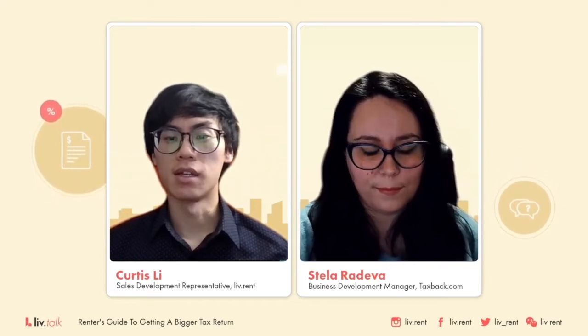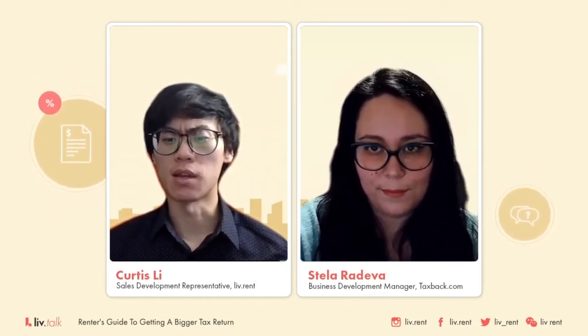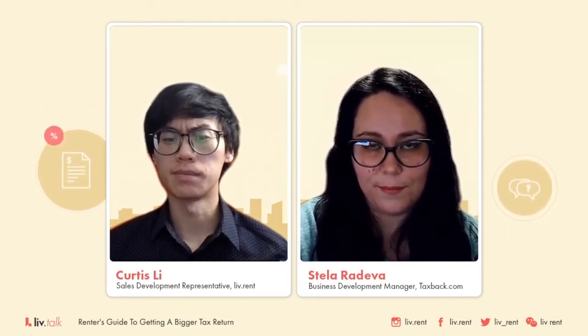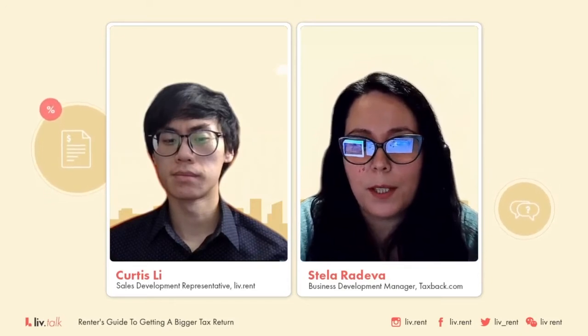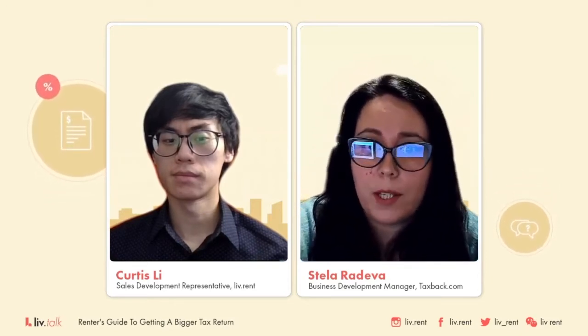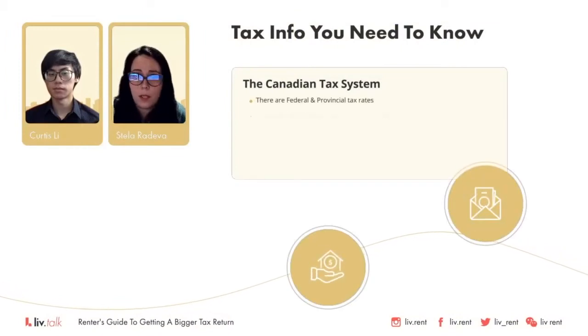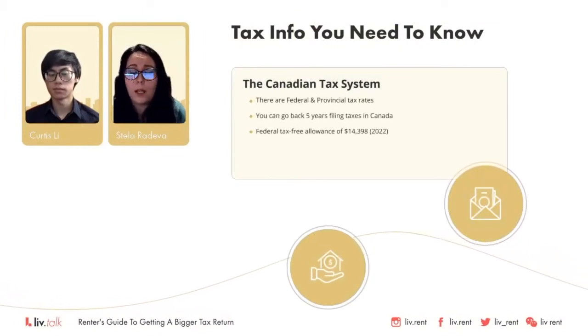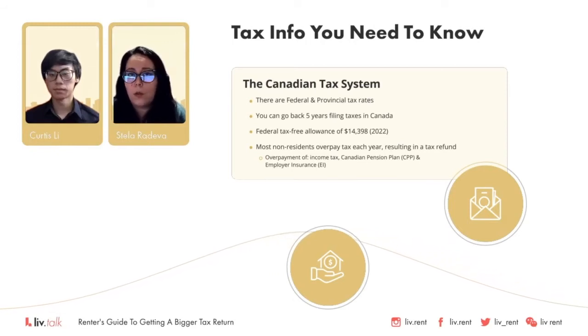And now, Stella, my first question for you is, what is the Canadian tax system like, and what's important to pay attention to? Great first question, Curtis. Thanks for that. So the Canadian tax system is a progressive one, which means that tax rates increase as an individual's income tax increases too. And there are both federal and provincial tax rates in Canada. You should also know that you can go back 5 years filing taxes in Canada.